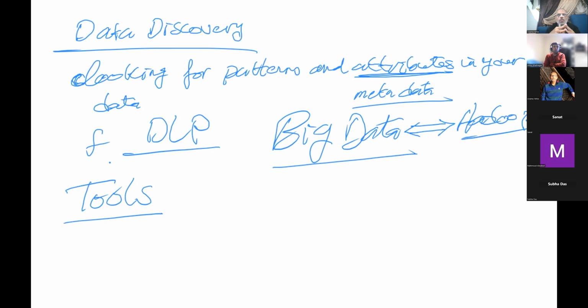Just imagine the size of the data which any cloud service provider can have. Then what are the challenges of data discovery in cloud environments? What are the challenges of data discovery in a cloud environment? This is very important. You have to remember this very well. Number one, the quality of the data.